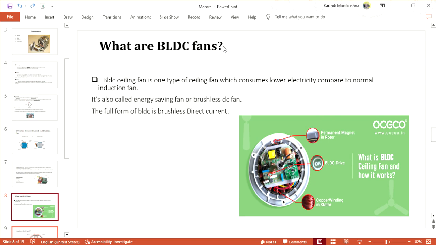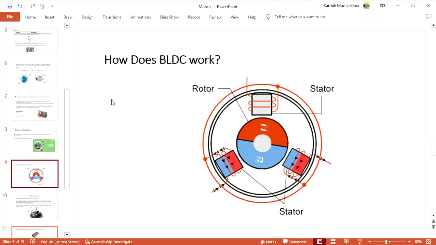So what are BLDC fans? Now just listen, guys, this is a very important subtopic here. A BLDC fan is one type of ceiling fan. As we know, we are all using BLDC fans, but some people are not aware of how it works and what advanced technology we are using here. BLDC stands for brushless direct current motor. So here you can see all the components we have in a BLDC fan. So how does the BLDC work?